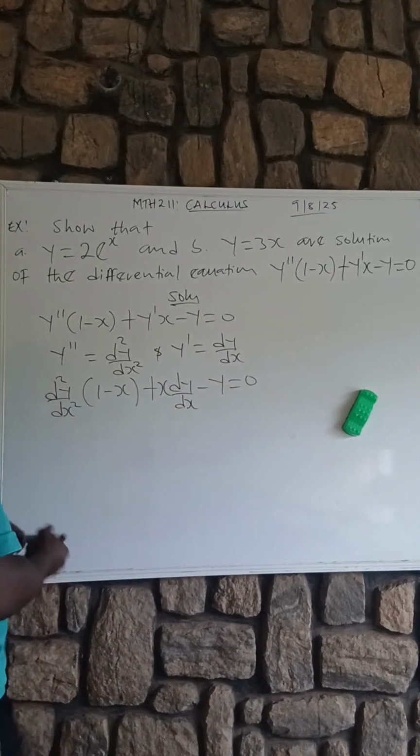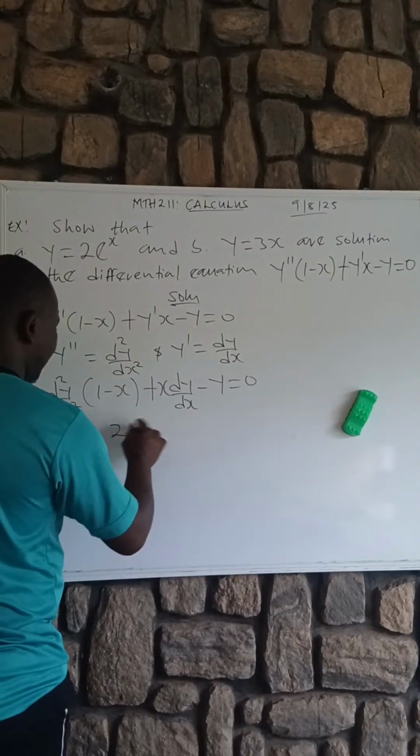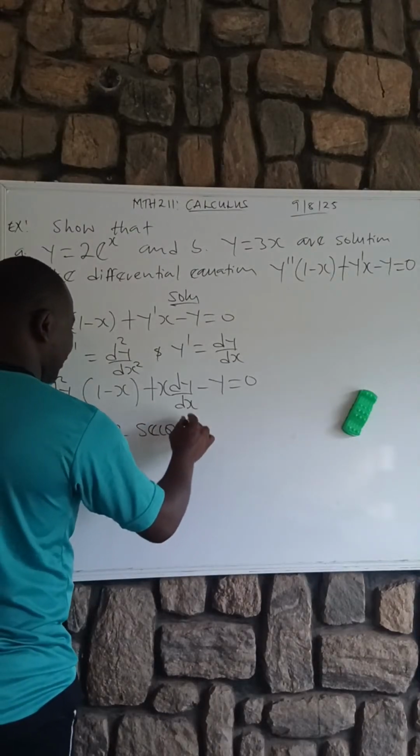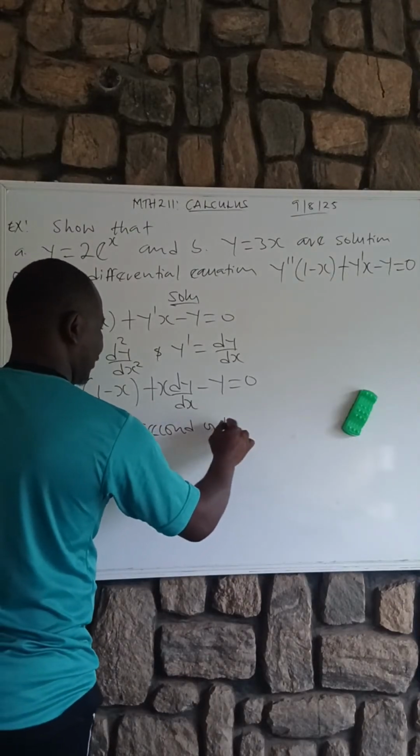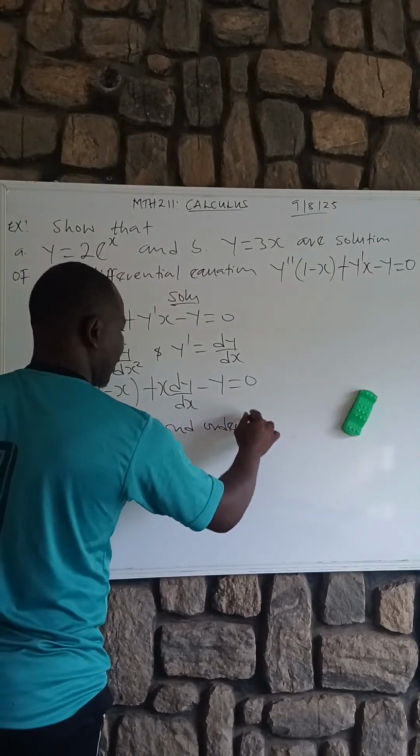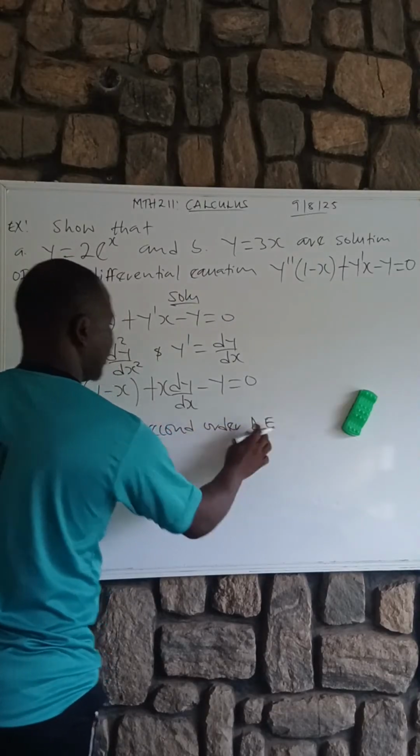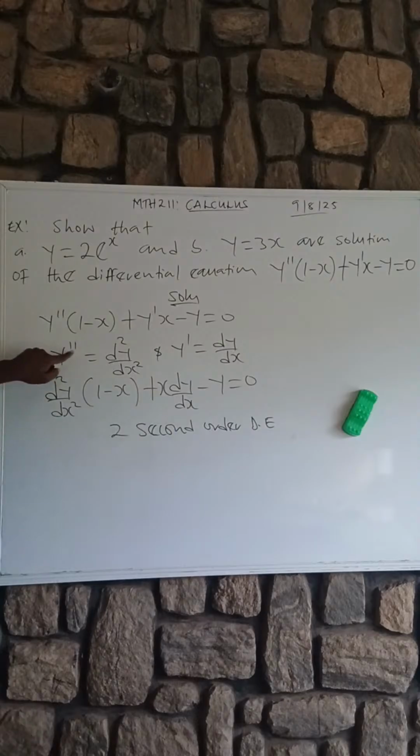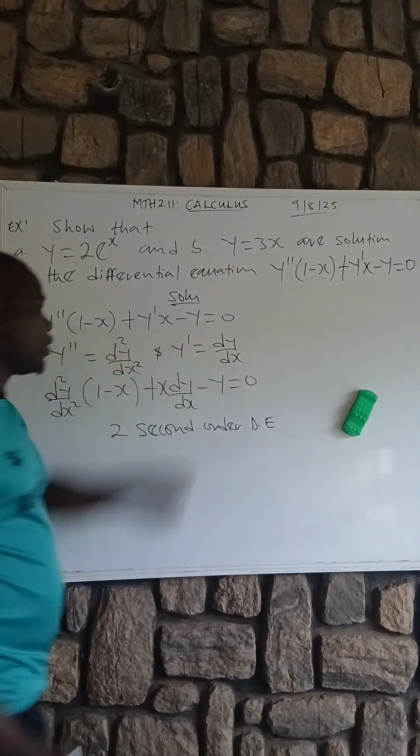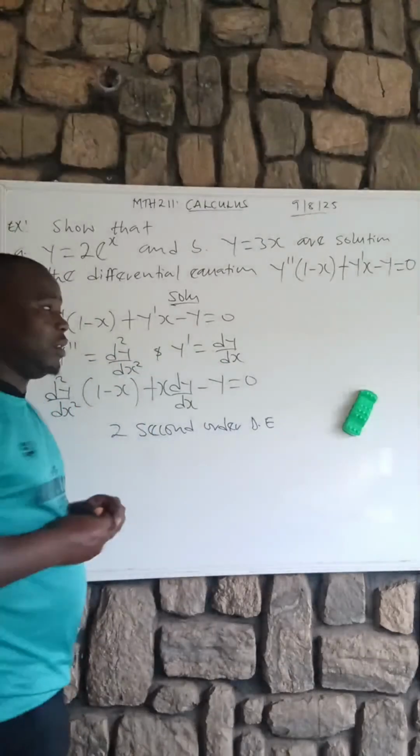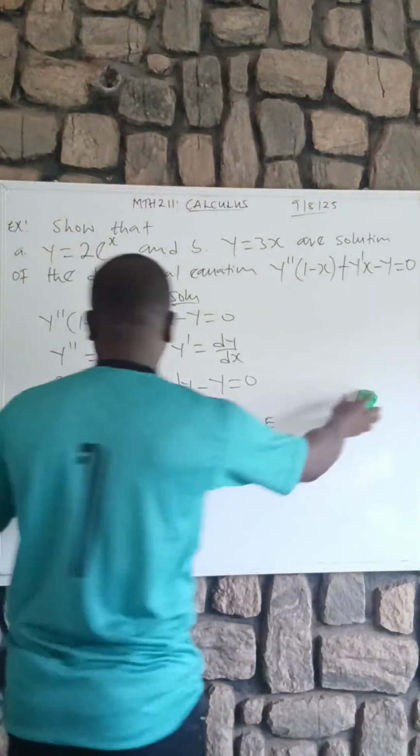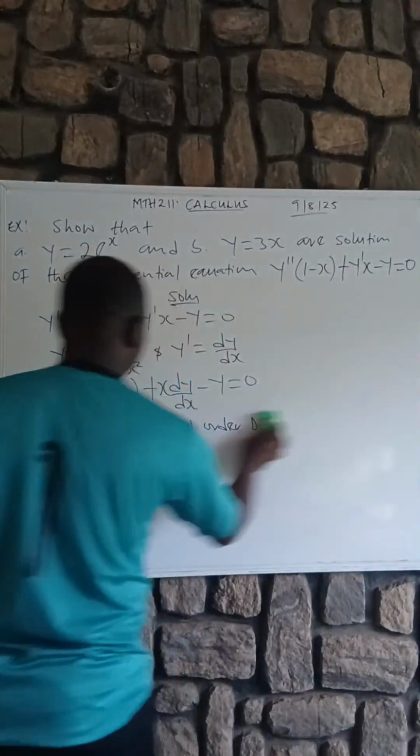Second order DE, differential equation. Because I said y prime prime means second order, then y prime means first order. Okay, nobody got it. So let's proceed. It's okay.